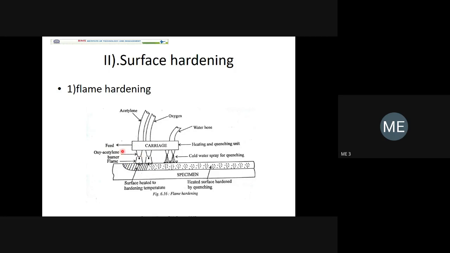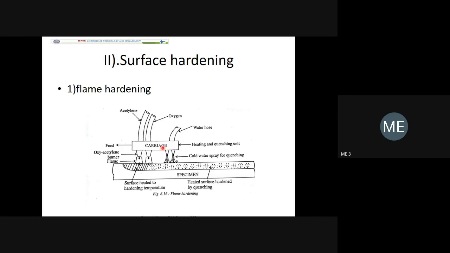There is an oxyacetylene flame, a burner flame. Using this, you are heating the material above the austenitizing temperature, or the A1 line, or 727 degrees Celsius. Then it is suddenly cooled by a spray of water. Because of the sudden cooling, the complete austenite is transformed to martensite. Martensite is the hardest microstructure in steel. So because of that, the surface is hardened.